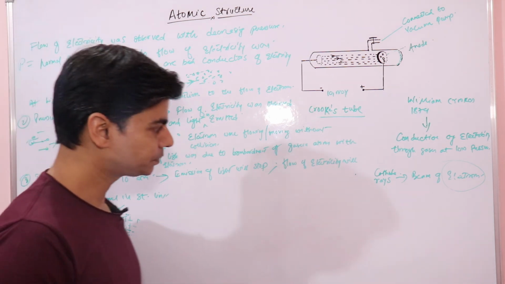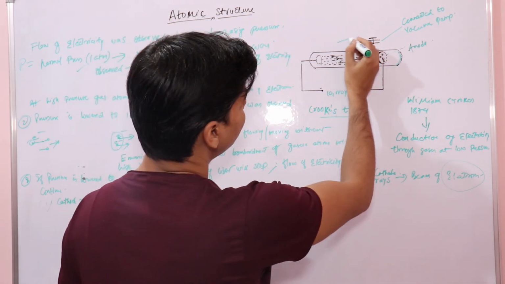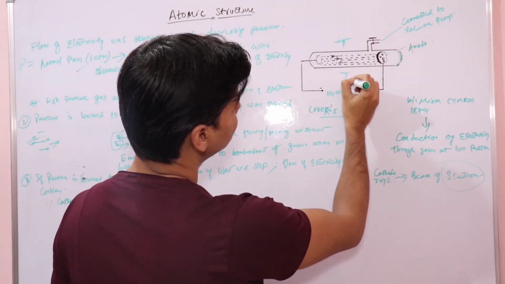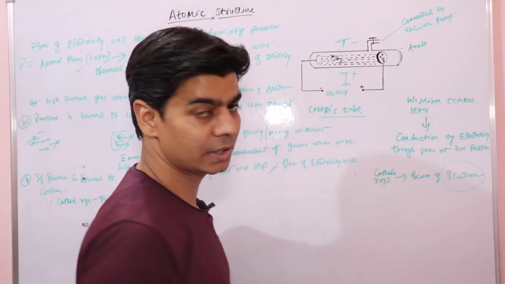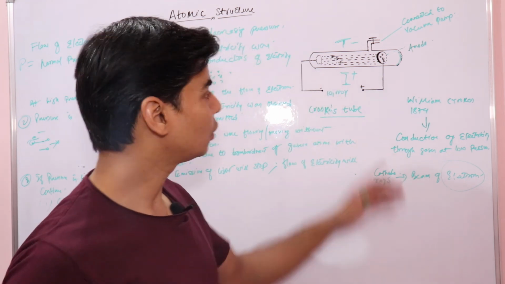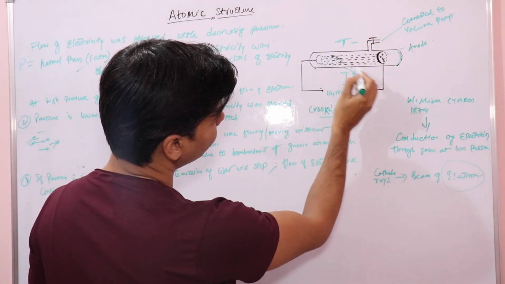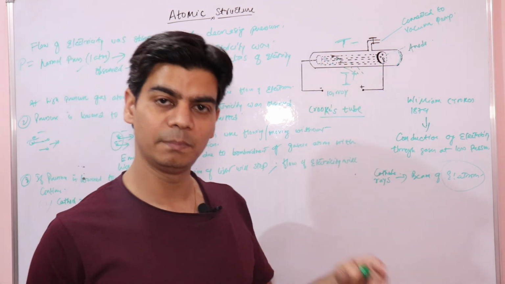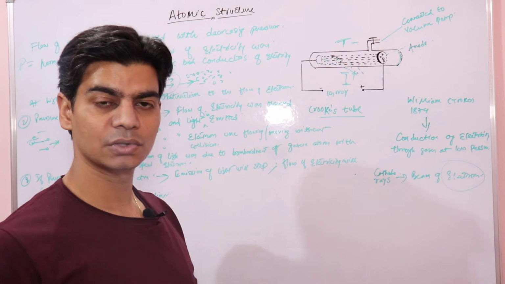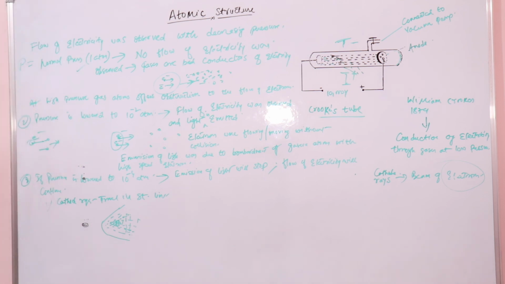The second property is to prove that cathode rays consist of negatively charged particles. If we apply an electric field across this discharge tube, suppose this is the negative end and this is the positive end of the electric field, it is observed that the cathode rays will deflect towards the positive plate of the electric field. Since they are deflecting towards the positive plate, this proves that cathode rays consist of negatively charged particles. So this is an important property of cathode rays.